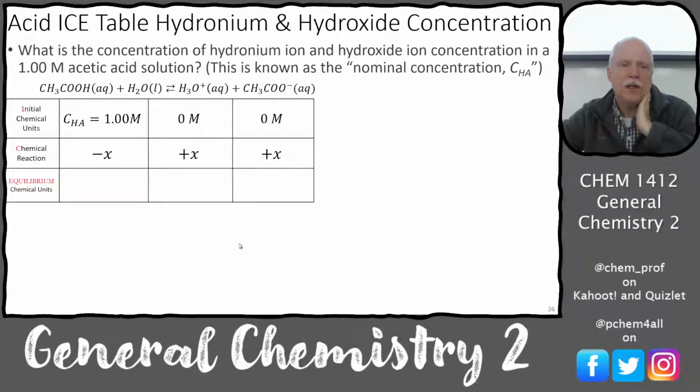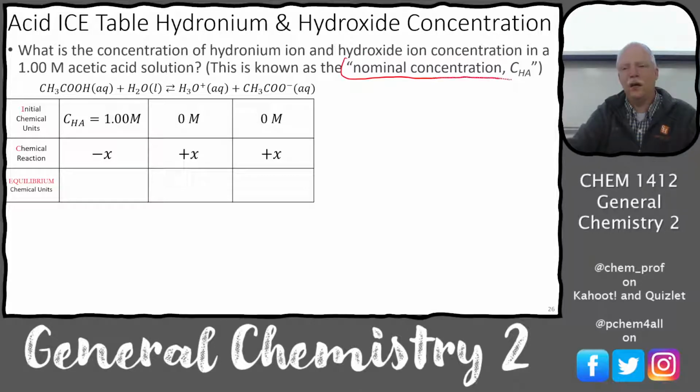Okay. So let's now add together this ice table business and the hydroxide ion concentration. Here's a typical problem that you would come across. What's the concentration of hydronium ion and hydroxide ion in 1 molar acetic acid solution? I want to introduce a new term. I don't believe this is anywhere in your book, but it's terminology that's really helpful. It's called the nominal concentration.